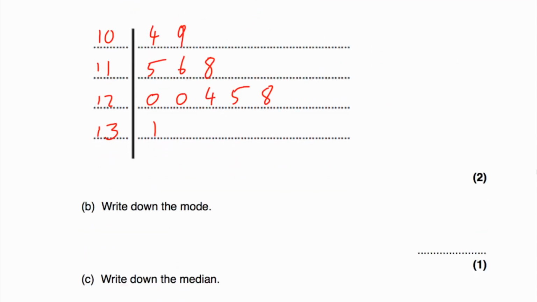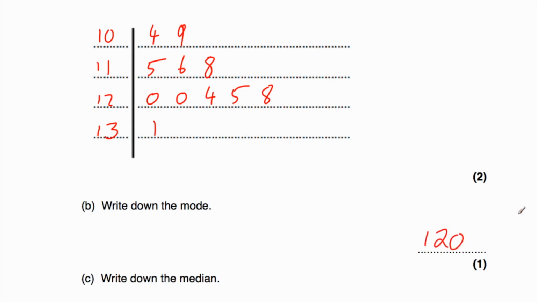Okay, part B says write down the mode. So if we look, we had 120 and 120, we've got 2 120s and no other number appears that many times, so our mode would be 120.